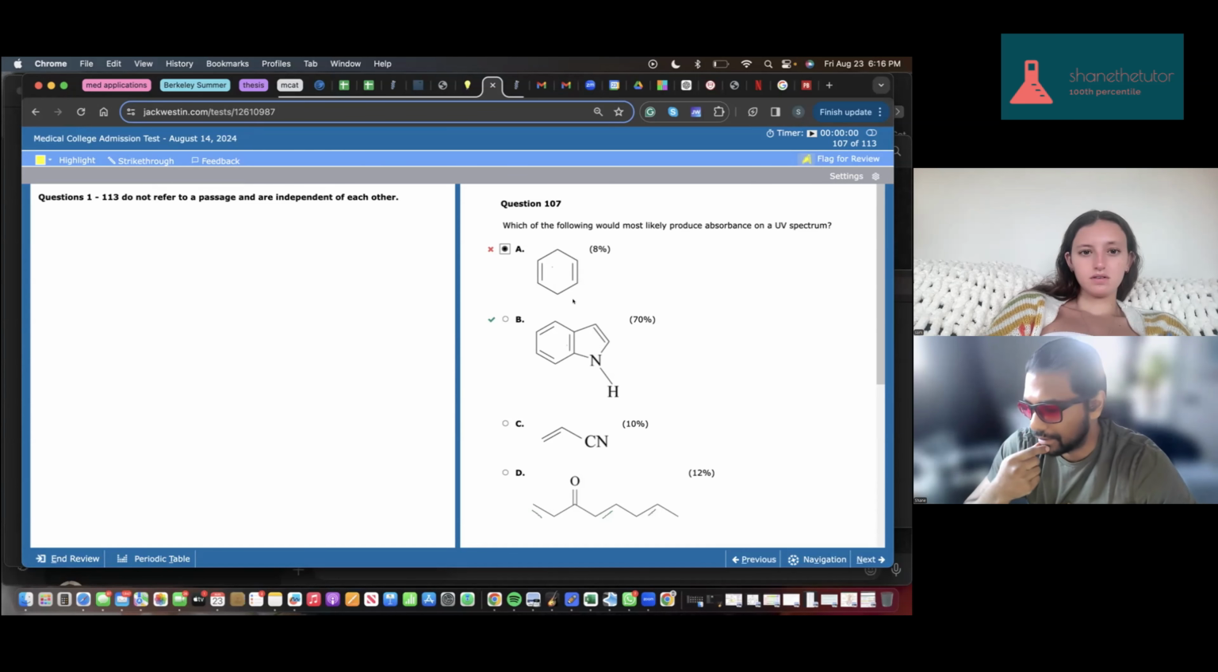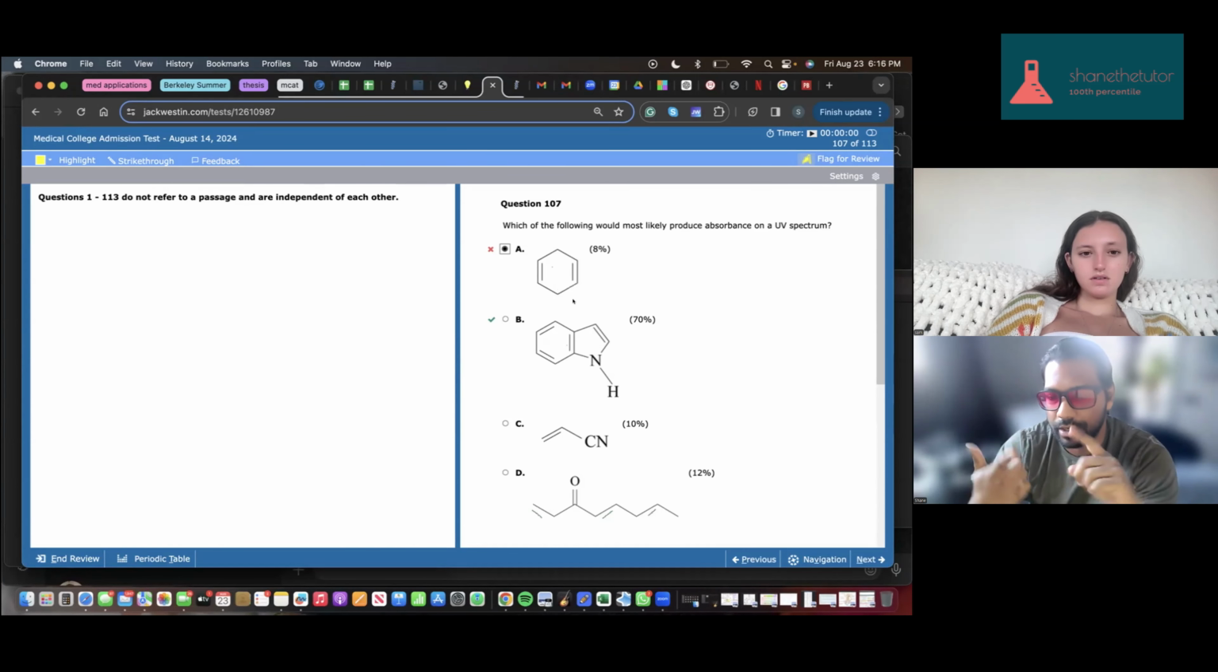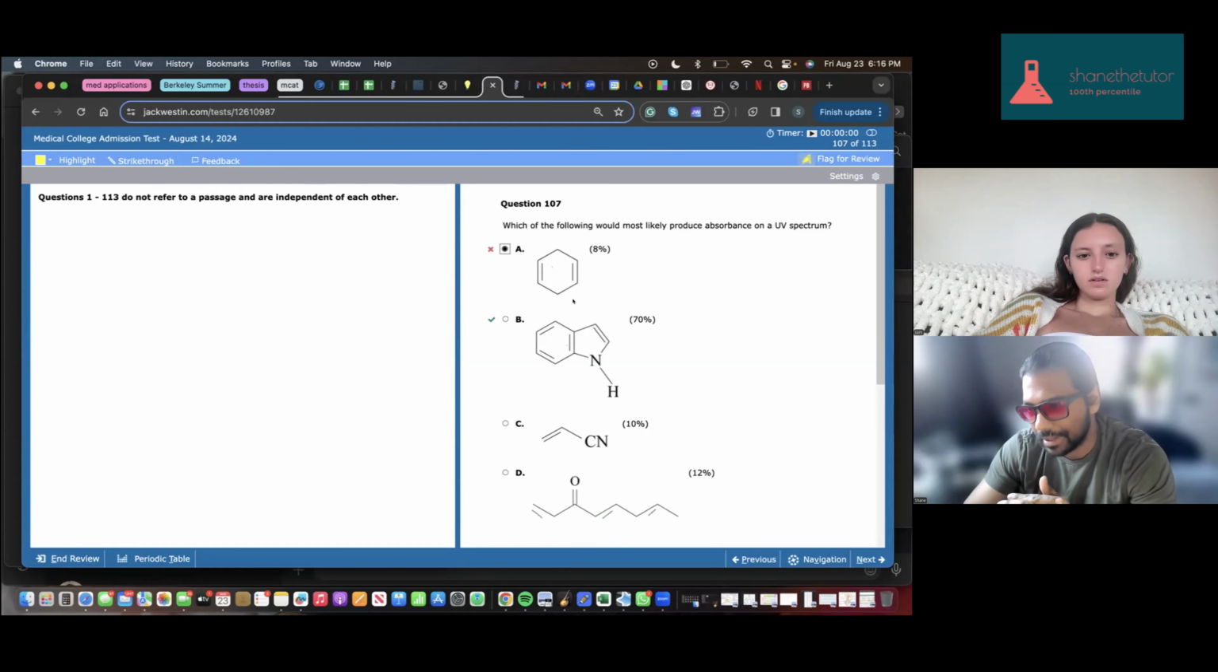Now we're in the region of spectroscopy. There's HNMR, which we did, UV vis, IR, and mass spec. So UV vis, the purpose of it is to check for triple bonds, double bonds, conjugation, essentially. Got it. Okay.